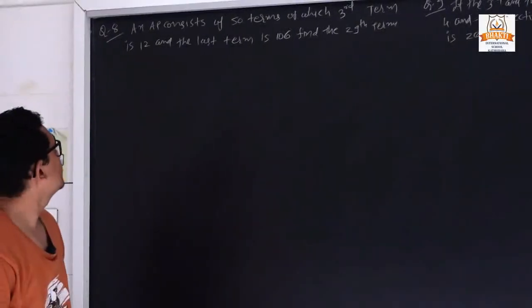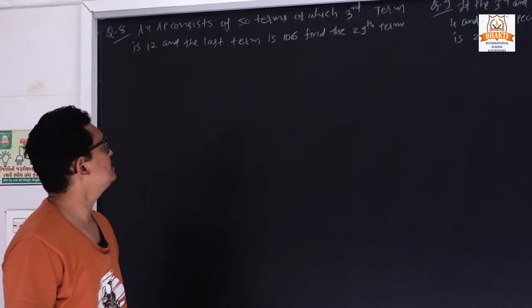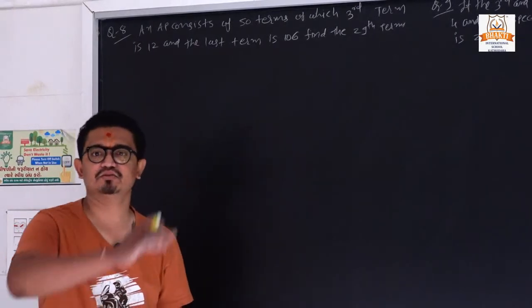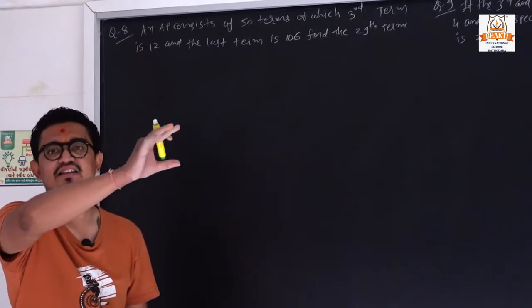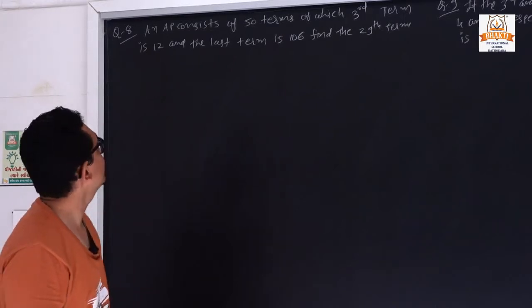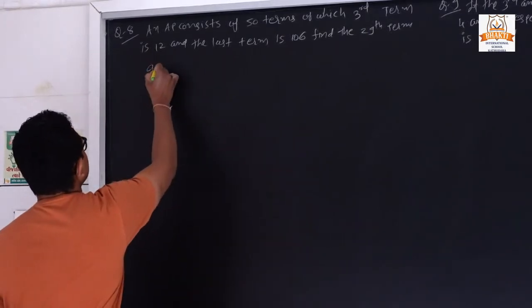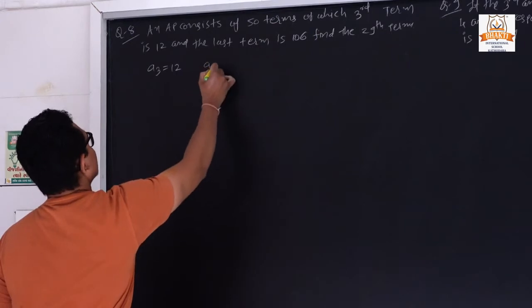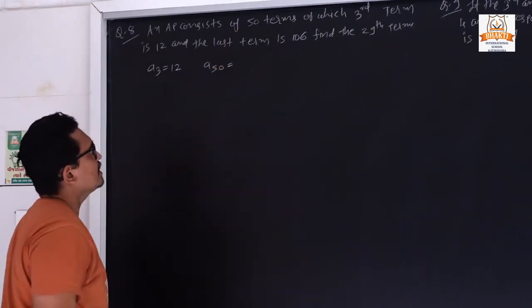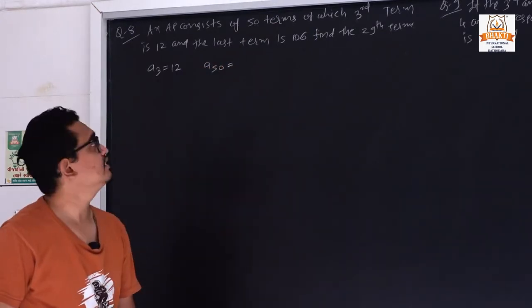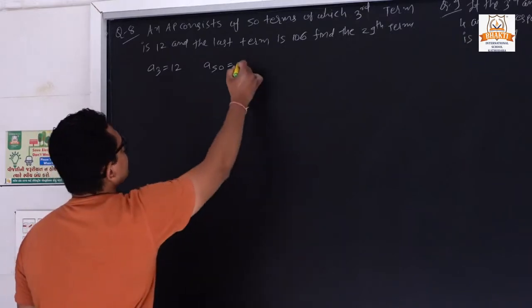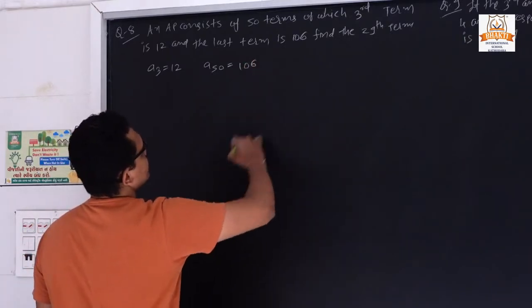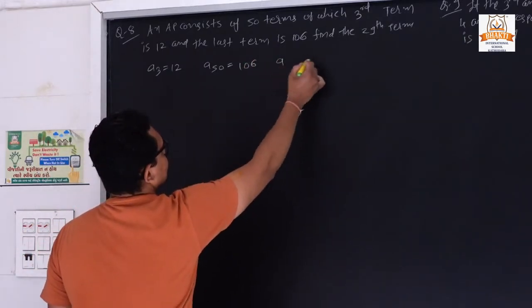Question 8. An arithmetic progression consists of 50 terms. So it means one series is given, the total number of terms is 50, and the third term is 12. So A3 is 12, and the last term, which is the 50th, is 106, so A50 is 106. Find the 29th term.